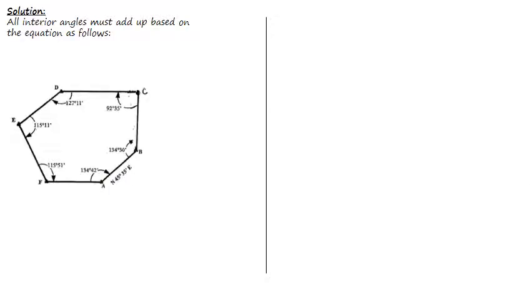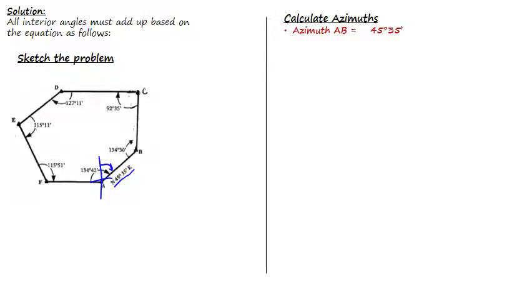So now I'm going to show you how to do it in a different way. We're going to do it in a table format. We have the north 45 degrees, 35 minutes east, and we're going to convert that into an azimuth like we did before. So since it's in the first quadrant, we know the azimuth is the same as the bearing angle. So what we're going to do is calculate our azimuths. We're going to start with the azimuth of the known, the 45 degrees, 35 minutes.